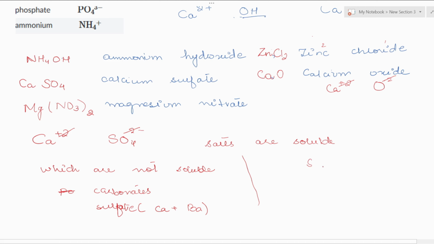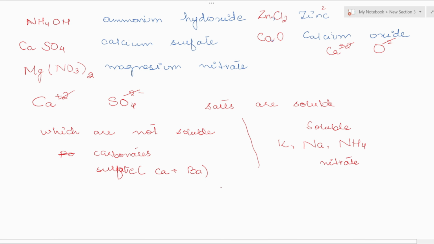Now the soluble ones. If it has potassium, it is soluble. If it has sodium, it would be soluble. If it has ammonium, it would be soluble. These salts are 100% soluble. Even potassium carbonate: carbonate is present, but if potassium is there, it's going to dissolve. If it's ammonium carbonate, it would be soluble. If it's ammonium sulfate or sodium sulfate, it would be soluble, because potassium, sodium, ammonium, nitrate, they all are soluble.